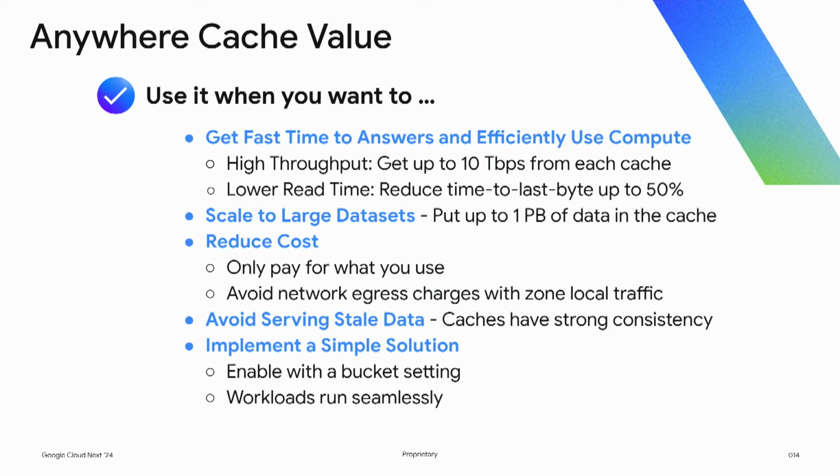The anywhere cache is also well suited for large data sets. Again, it exceeds the capacity of almost any other cache out there. You can put up to 1 petabyte of data in each anywhere cache.